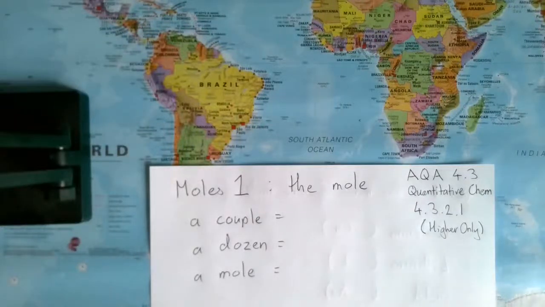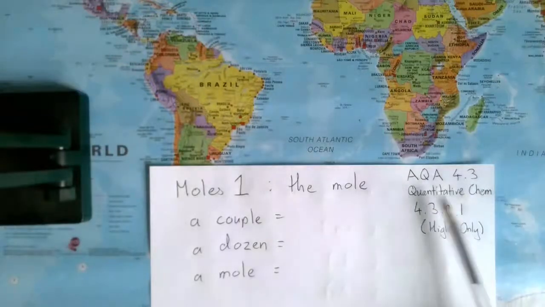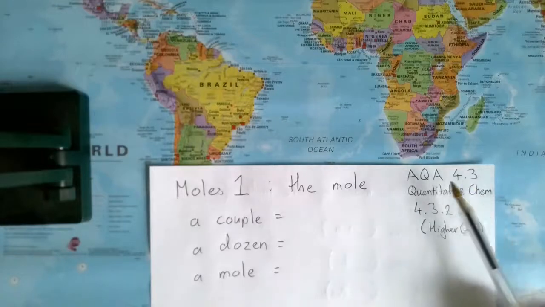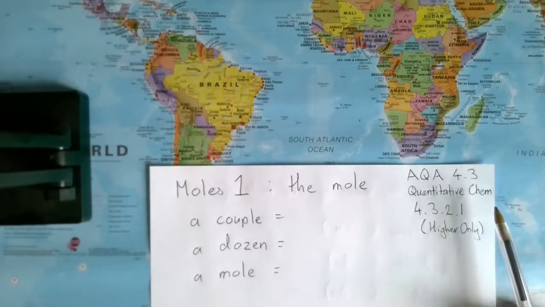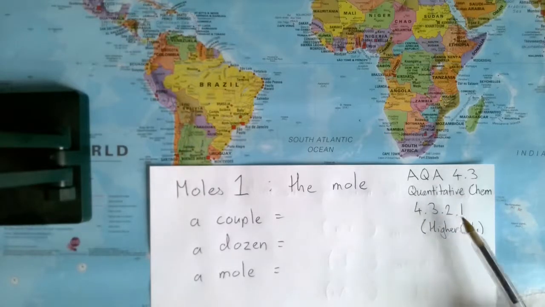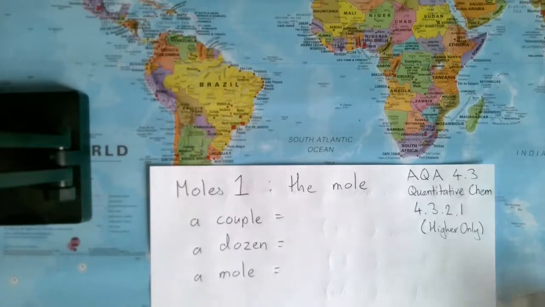Hello, this is Moles video number 1, catchily titled The Mole, from AQA specification. This is topic 3, it's called 4.3, but they all start with 4, and the whole topic is quantitative chemistry. The specifics in this video are 4.3.2.1, which is higher tier only, although there is one bit at the very end that is for all papers, triple or combined, higher or foundation.